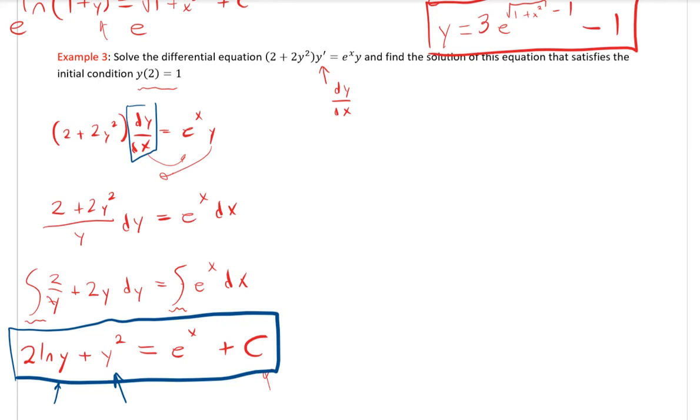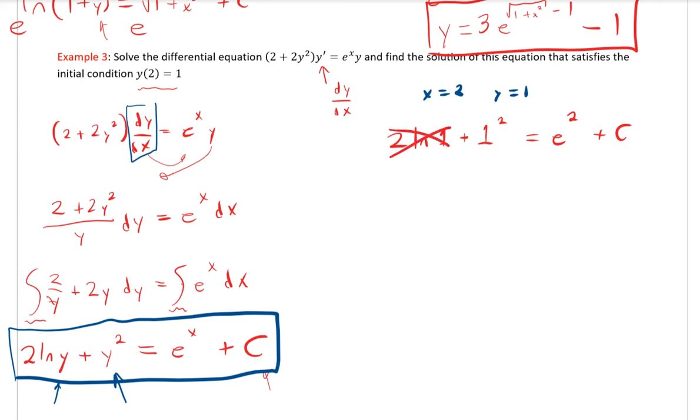If you want to divide the 2 over, you can. Maybe get natural log plus 1/2 y squared equals 1/2 e to the x plus c. You can do that, but this is good enough as a general solution. However, even if we can't get y by itself, we still should be able to solve for c using my initial condition. So with my initial condition of x is 2, y is 1, I should be able to get 2 natural log of 1 plus 1 squared equals e to the 2 plus c.